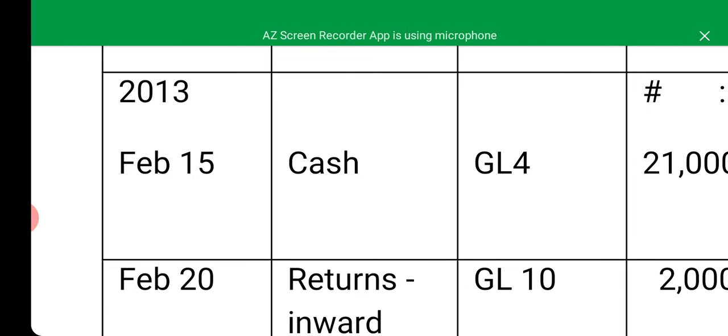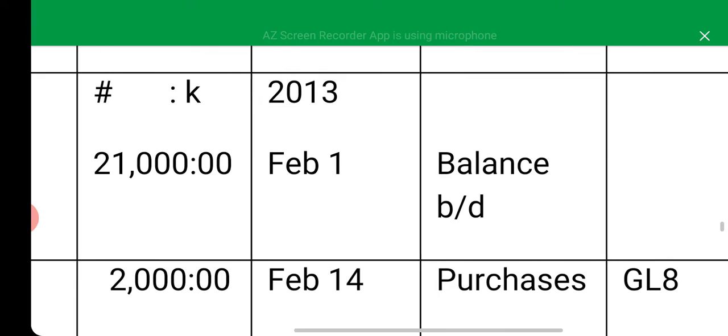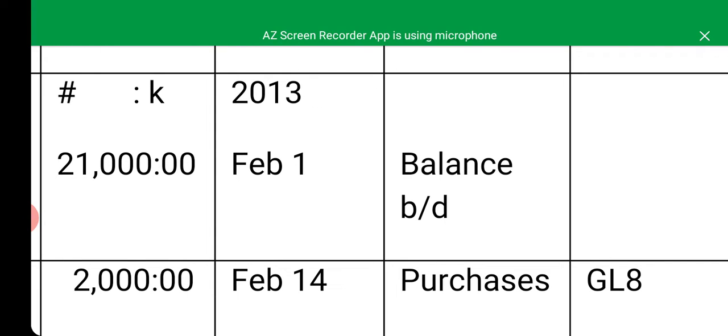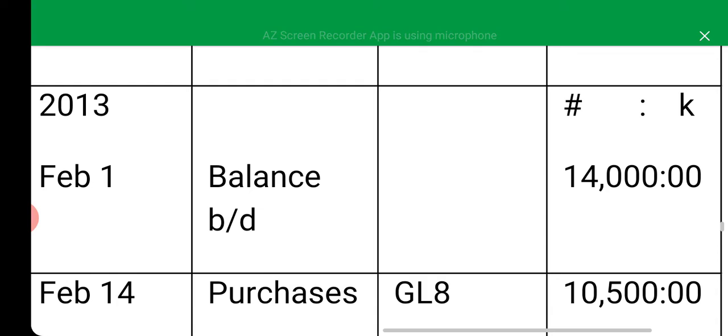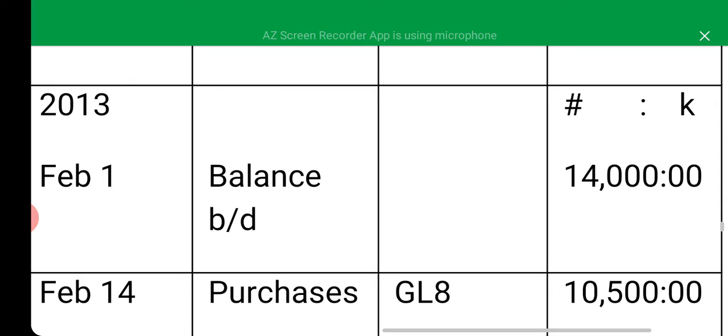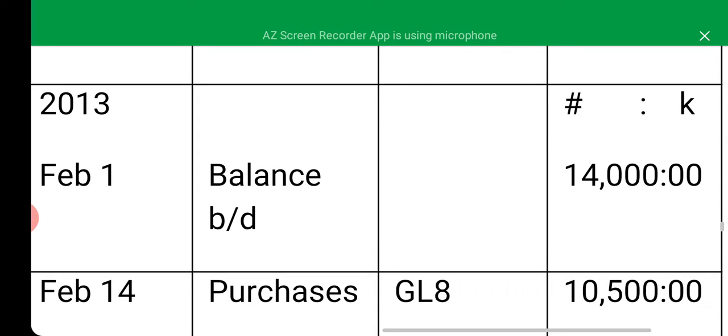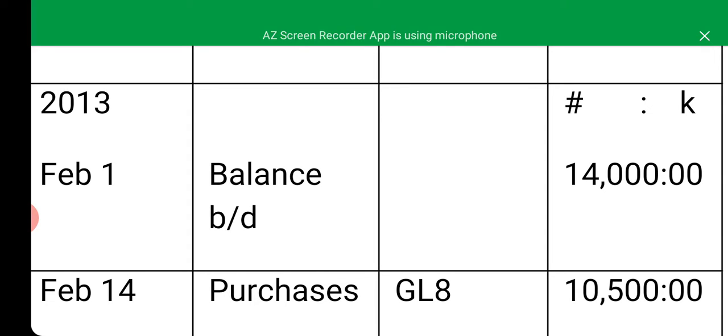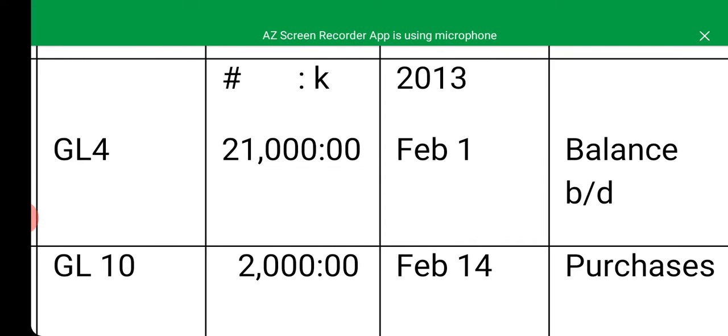On February 1, 2013, we have the balance brought forward as 14,000. This was brought from the previous accounting month, which is January 31st. So the balance brought forward, this might represent the cash in hand with O Kazim or at bank, 14,000 naira.